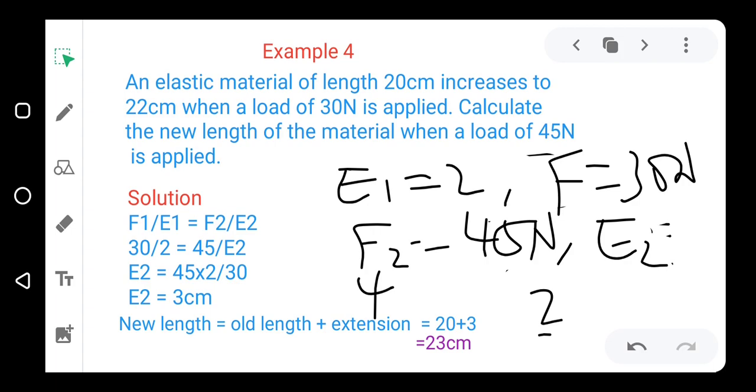You should be very careful to know when they are asking you for the length of the material and when they are asking you for the extension of the material. This is a very common mistake that most students make. You should be able to know when you are looking for the extension and when you are looking for the new length or the length of the material.